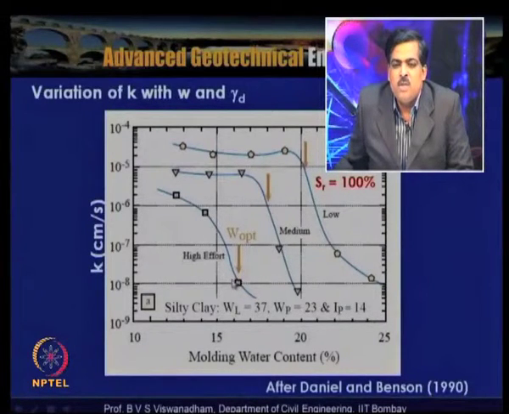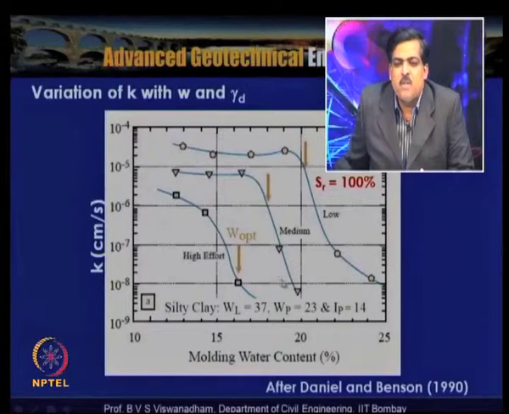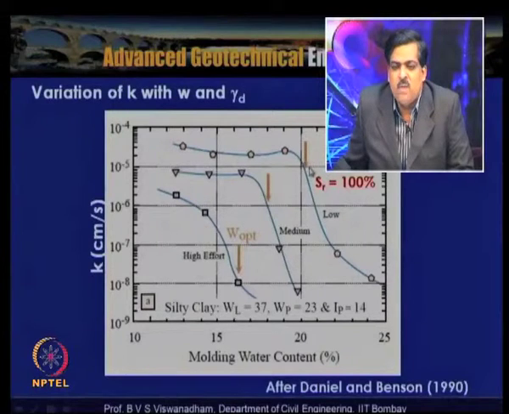Three types of compactive efforts are represented or considered here. One is the low Proctor compaction, that means in this case the compactive energy is less compared to the standard Proctor; medium is nothing but the standard Proctor, and high effort is nothing but the modified Proctor. You can see the effect of the compactive effort on the optimum: with the increase in compactive effort there is a decrease in the optimum water content, and the second issue is the typical distinct variation of the permeability with molding water content.